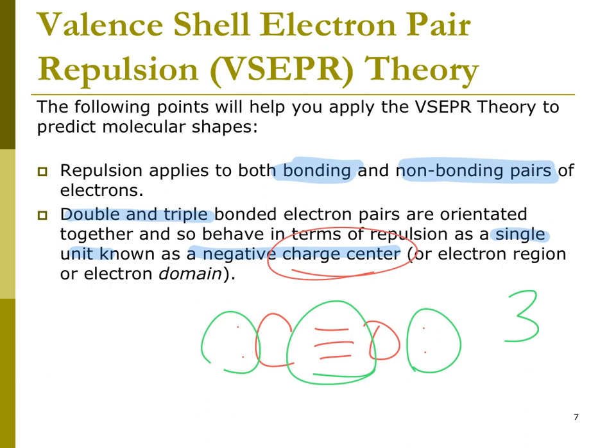Quick note, this is just an example of how to look at the total number of charge centers in an entire molecule, but when we start talking about shapes, we're going to be interested in a central atom and how many charge centers it has. This example doesn't have a central atom, but it does show you that the bond acts as a single unit when you're counting charge centers.